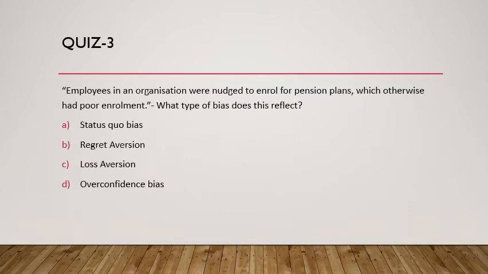The third question is a very interesting question, and it's a question around a scenario. Employees in an organization were nudged to enroll for pension plans, which they were not doing otherwise, and because of this nudge effect, the enrollment has gone up. So what type of bias is this? We will call this a status quo bias. Why status quo bias? Because employees have to be told to benefit from the pension plan. They were not ready, they were happy with the status quo, but this kind of a step has encouraged them to enroll for the pension plan.